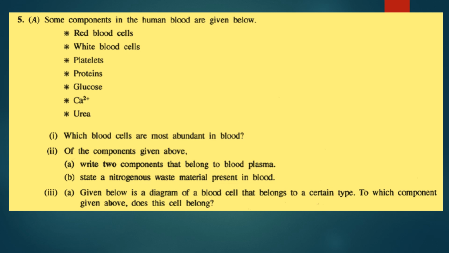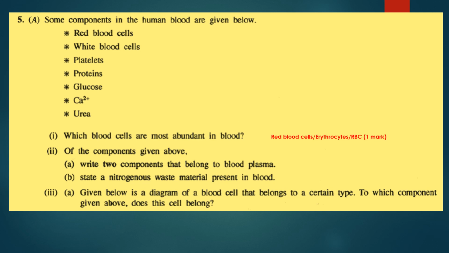Question number 5. Now read the question and answer. Part A. Some components in the human blood are given below. Red blood cells, white blood cells, platelets, proteins, glucose, calcium ions, urea. Part 1. Which blood cells are most abundant in blood? Red blood cells, or we say erythrocytes, in short we say RBC. If your answer is correct, you can earn 1 mark.